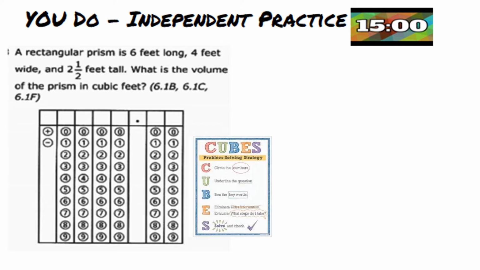Let's use the CUBE problem-solving strategies to find out what data we can find in the word problem to help us solve this problem. We'll start off by circling the numbers. You should have circled 6 feet long, 4 feet wide, and 2.5 feet tall. Next, let's underline the question: What is the volume of the prism in cubic feet?